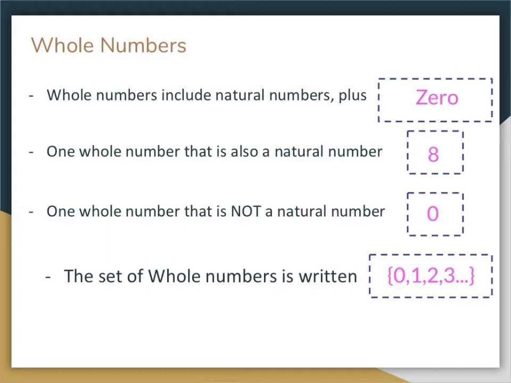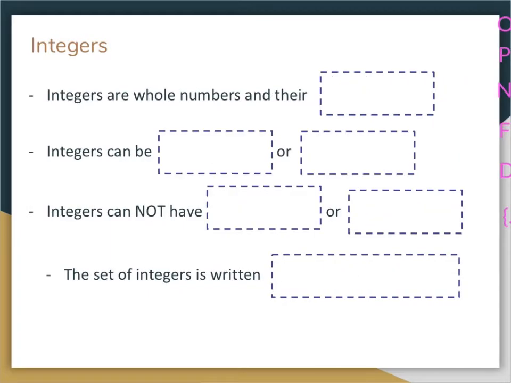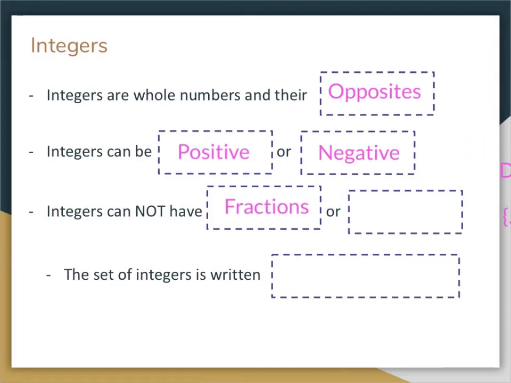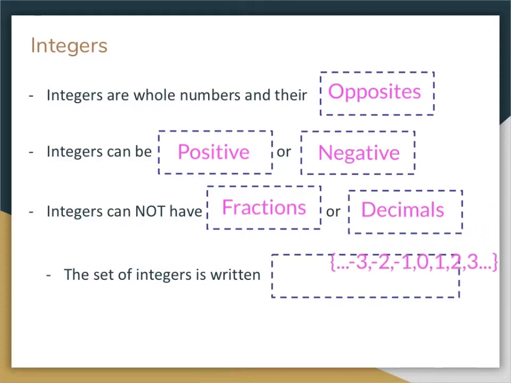So let's go take a look now at integers. So now when talking about integers, integers are whole numbers and their opposites. So positive 5 and negative 5, those are both covered. Integers can be positive or negative. Integers, however, cannot have fractions or decimals. And the set of integers is written with, again, our braces. And we're going to put dots on the front end this time because, again, when we're now including negatives, that could go on forever, infinity.